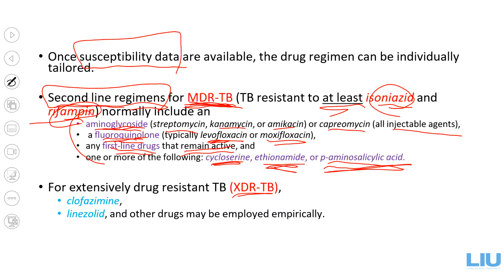Okay. Now there is another case where you have extensively resistant tuberculosis. Then you would give drugs such as clofazimine, linezolid, or any other drug that has provided efficacy, based on the susceptibility data. Yes?